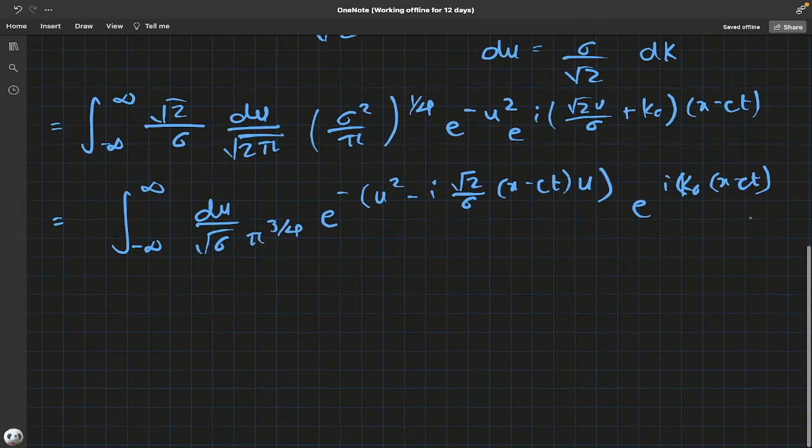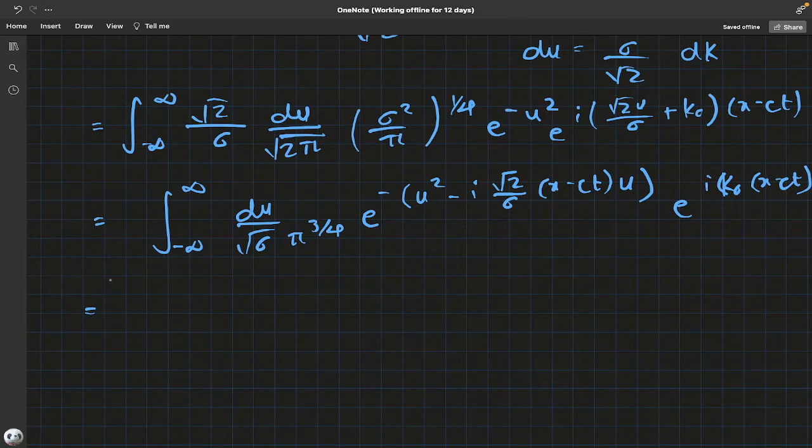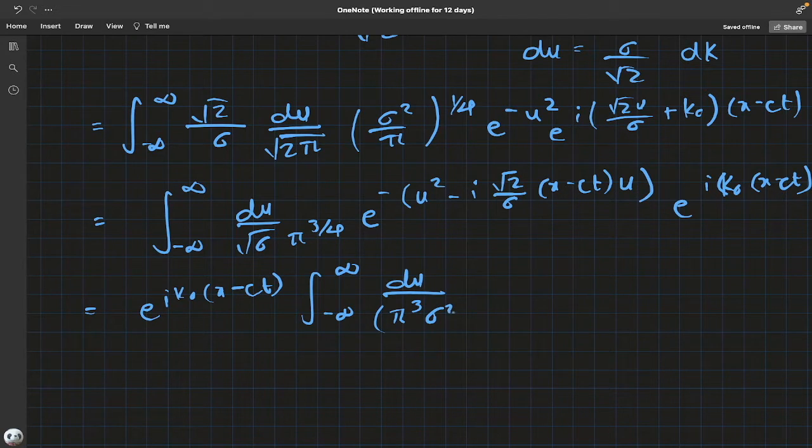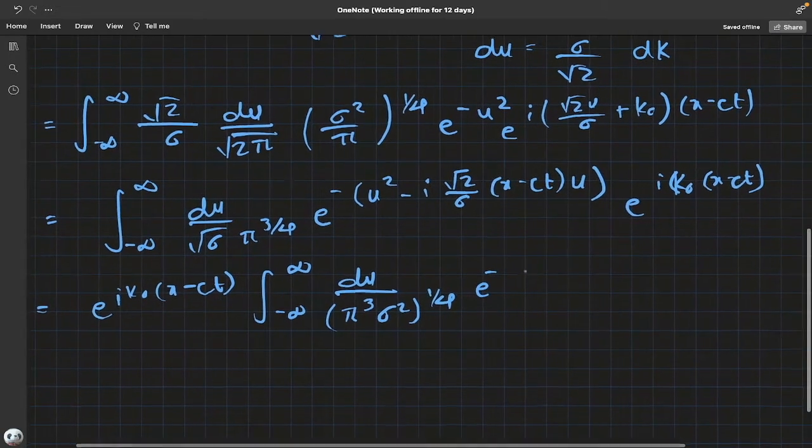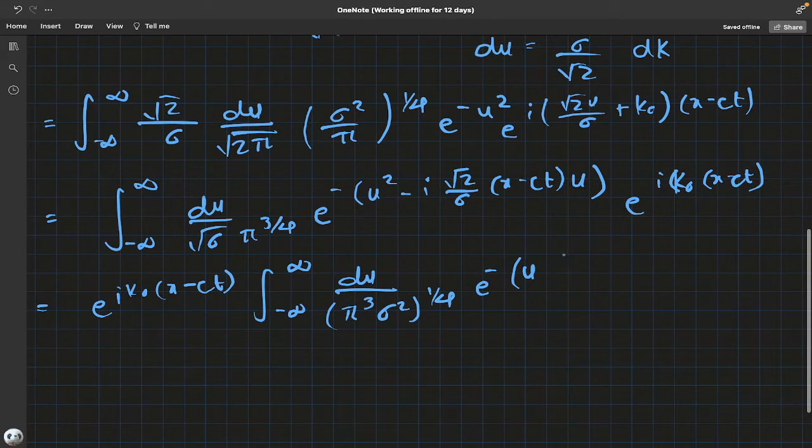See, remember, the last term can be taken out. It does not depend on u at all. e to the i k naught (x minus ct), integral from minus infinity to infinity, du over pi cubed sigma squared to the 1/4. e to the negative, complete the square. Now we divide by 2. The division by 2 did not happen there, my bad. Over square root of 2 sigma squared.